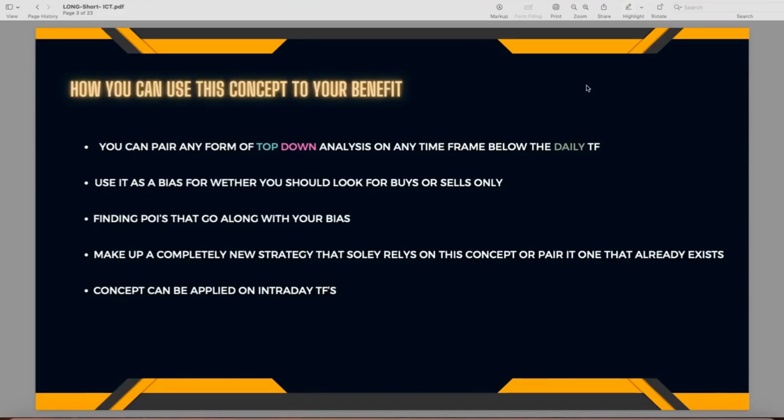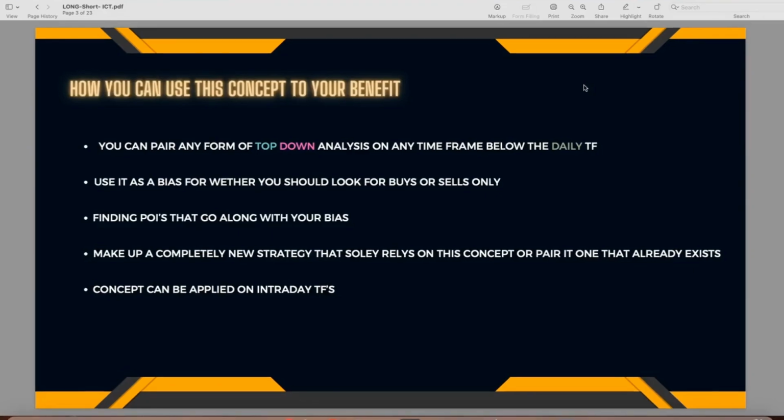Thirdly, finding points of interest that go along with your bias. Now, you can have many points of interest for the day. You can have supply zones or demand zones, but if they don't align with your bias, you could be shorting on a day that you shouldn't be shorting, right? So having a concept like this can really help in finding the right trades in the direction that you want it to go.